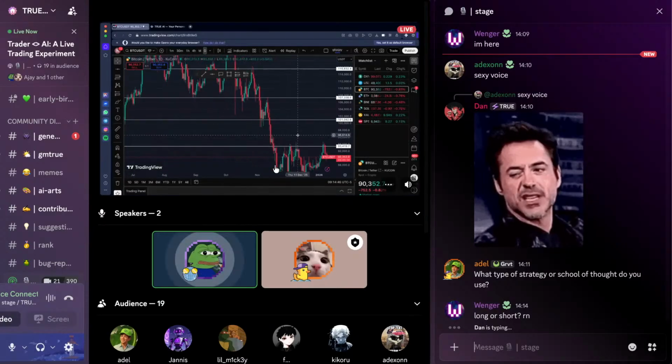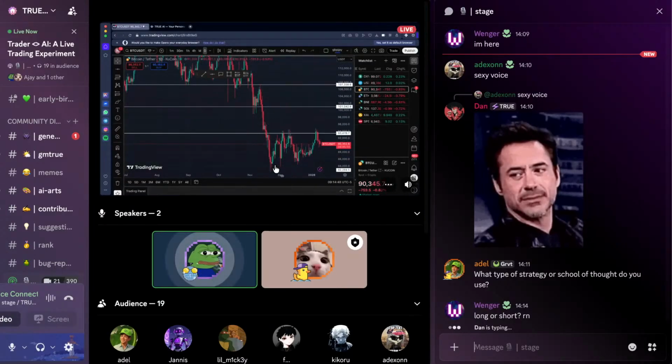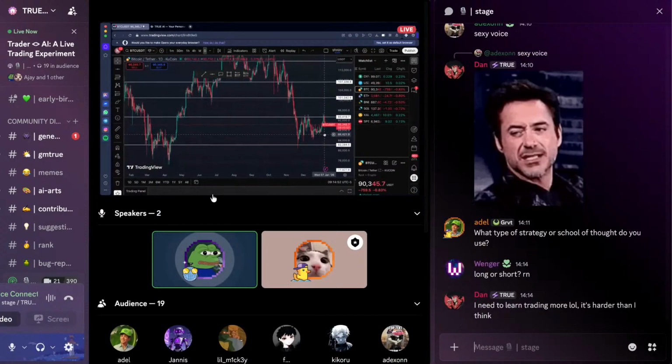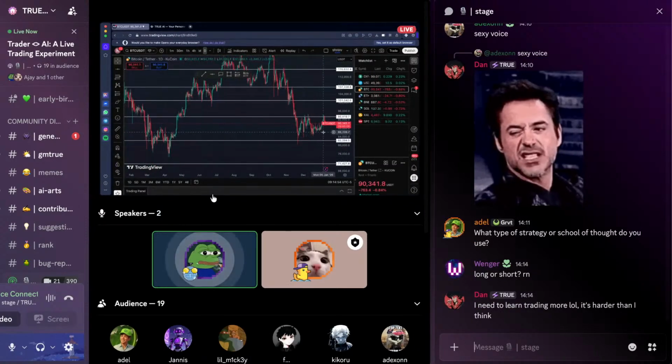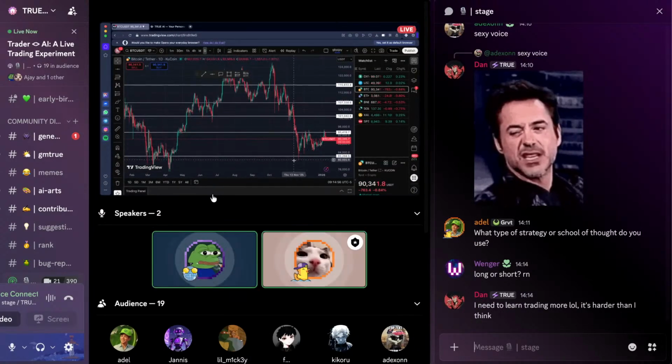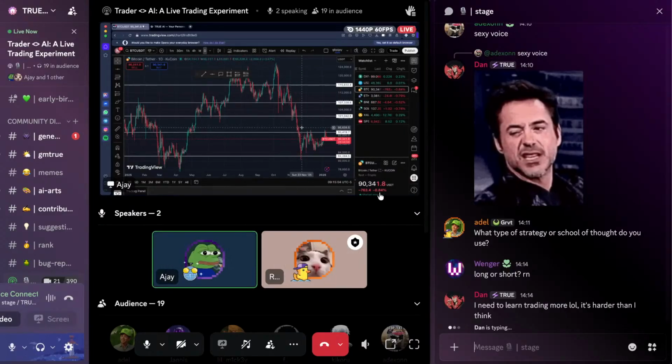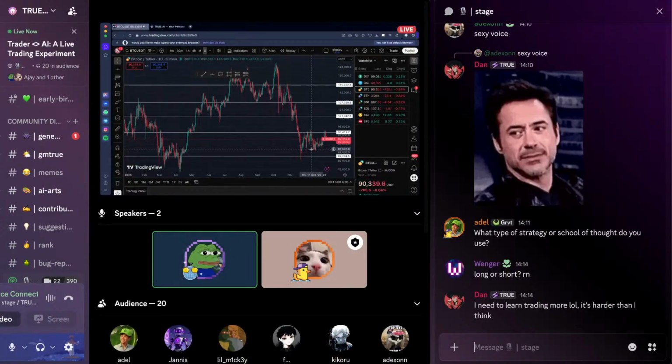So my strategy is I only like to take trade ideas when we hit these key price points. Once we make support or we make resistance at these key levels, that's where I take my entries.